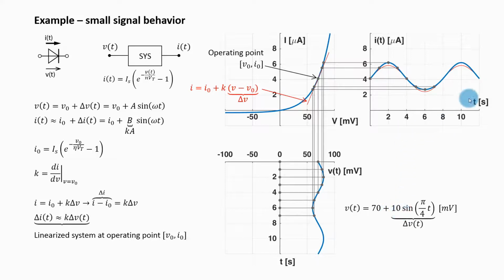Now let's see what will be the output for this input. When I use the same graphical method for finding the current created by this voltage, I will get the current indicated by this blue line.